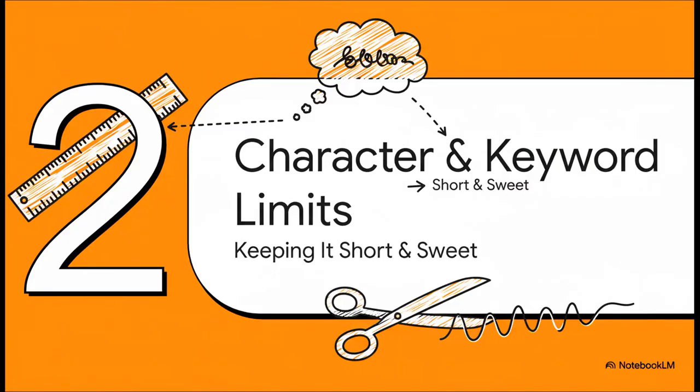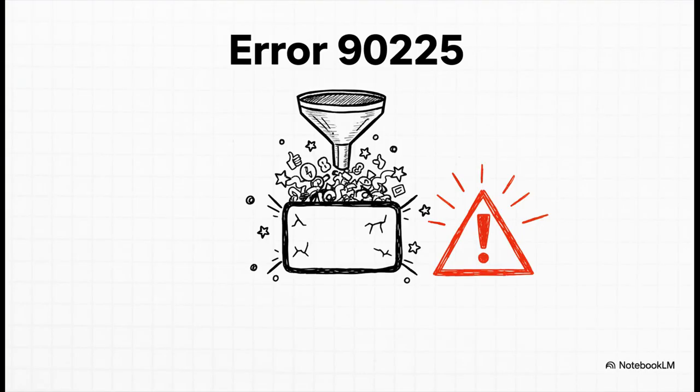All right, so we've pretty much mastered the logic of values. Now let's look at a whole different kind of mistake that has to do with length and language, character and keyword limits. This is all about being concise, keeping it short and sweet. So here we have error 90225. This error gets triggered when you try to stuff way too much information, especially marketing language, into a simple data field. These attribute fields have really strict character limits, for a very good reason.